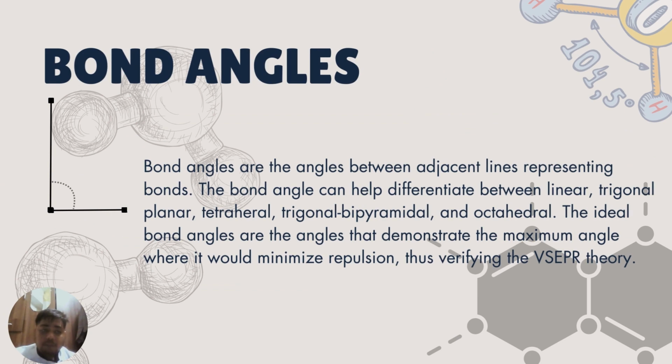Bond angles. Bond angles are the angles between adjacent lines representing bonds. You can see here that bond angles contribute to the shape of the molecules. They can also help differentiate between linear, trigonal planar, tetrahedral, trigonal bipyramidal, and octahedral. The ideal bond angles are the angles that demonstrate the maximum angle, which would minimize the repulsion, in line with VSEPR theory.